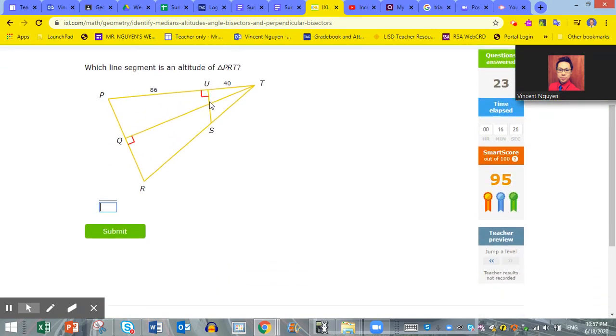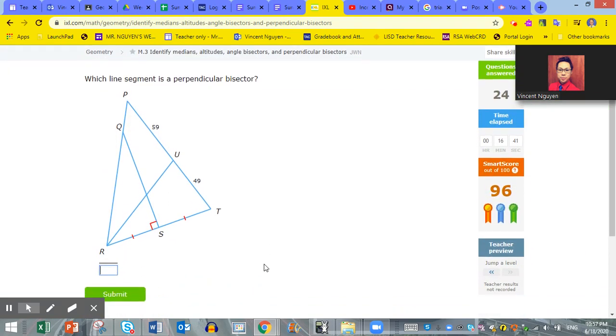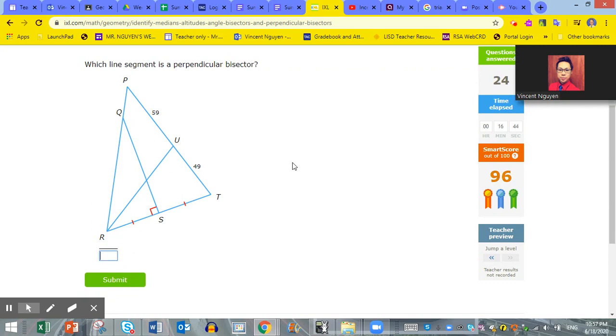Okay, altitude. Remember, you see two right angles. If you're not careful, you might pick SU. But SU doesn't come from the vertex. To be an altitude, you have to come from a vertex. So I'm going to say QT. Submit. All right, 96.